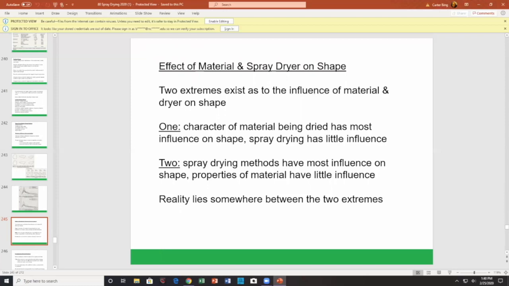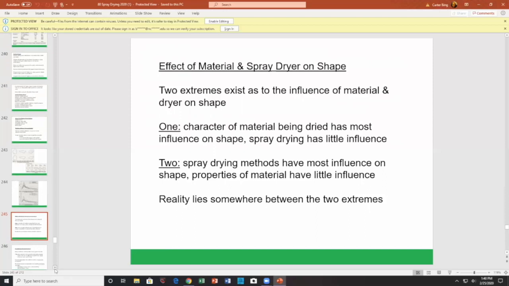Two extremes exist between the influence of the material and the dryer on shape. At one extreme, the character of the material being dried has the most influence on shape, and the spray dryer has little influence. On the other hand, the spray drying method can be most influential on shape, and flow regime and material properties have little influence. So you have two extremes: the machine controls or the material controls. Reality lies somewhere in between. I thought that was kind of interesting. I lifted that from the crushing and grinding book.